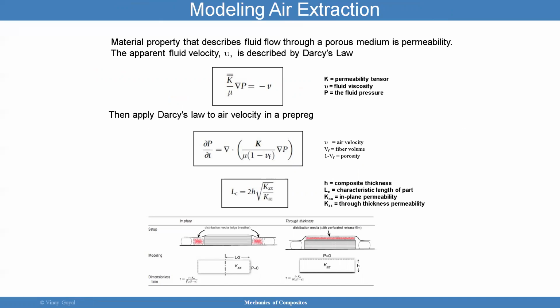We won't do any modeling in this class on this topic, but I want to bring this topic to your attention, in case you're faced with that. But a lot of people have used the ideas from Darcy's law, which is the equation shown at the bottom here, which is a material property that describes fluid flow through a porous medium and how permeable the material is. The apparent fluid velocity can then be looked at, and it's described by Darcy's law. And it depends on the permeability material property and the fluid viscosity, and also depends on the fluid pressure.